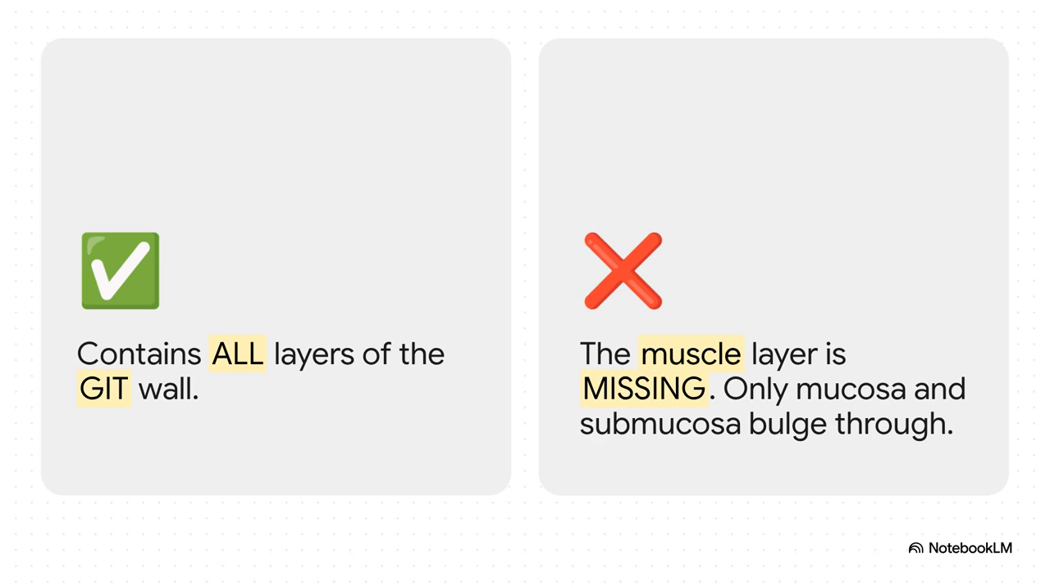The best way to picture it is like a car tire. Imagine the soft inner tube pushing its way through a weak spot in the tough outer rubber. That's what happens here. The very inner layers, the mucosa and submucosa, have bulged through the outer muscle layer. So that muscle layer, it's missing from the wall of the pouch.